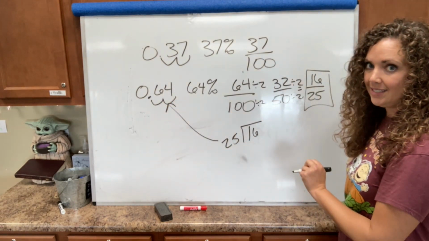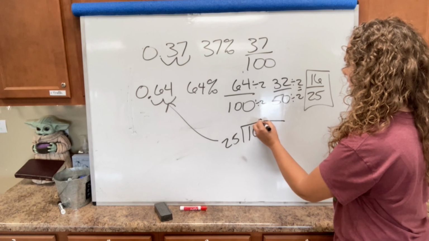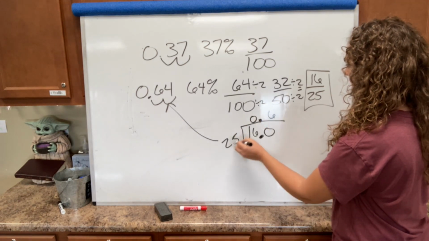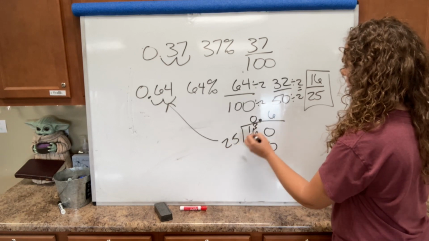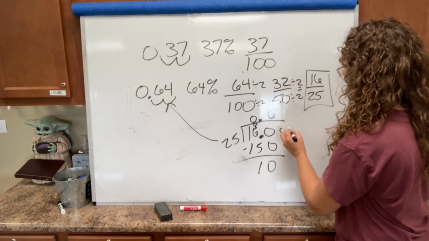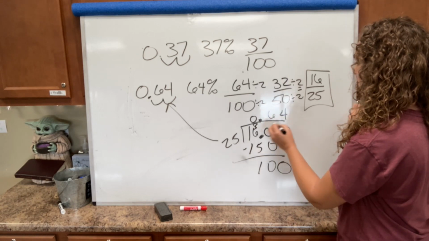25 does not go into 16, so let's put a decimal here. 0. All right. 12, 13, 14, 15, 10. Oh, there we go.